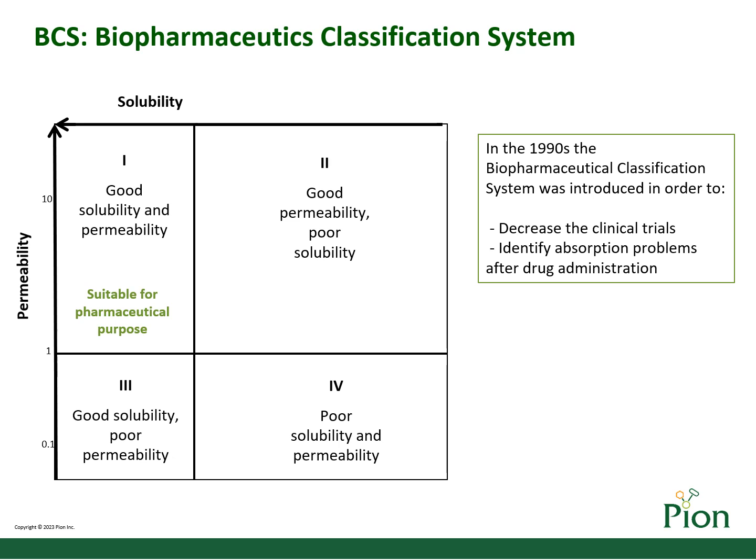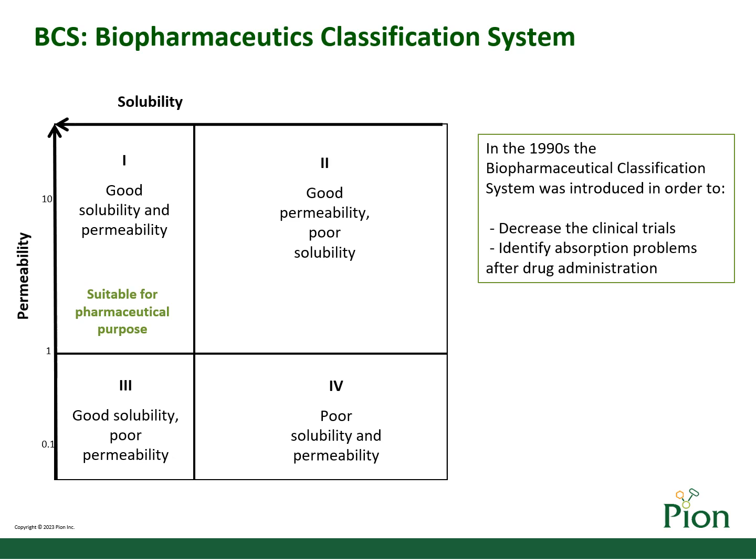I would like to introduce the BCS, the Biopharmaceutics Classification System. This classification was introduced in order to decrease the clinical trials and identify absorption problems after drug administration. The BCS classified the drugs into 4 categories based on 2 physicochemical properties, which are directly related to the absorption process: solubility and permeability. In class 1, we have molecules with high solubility and high permeability.